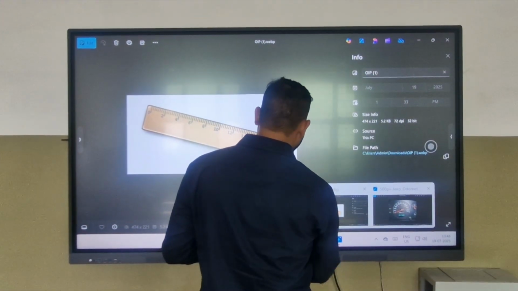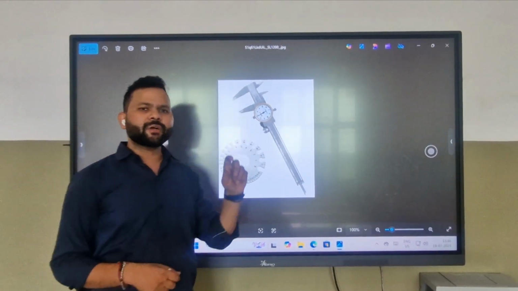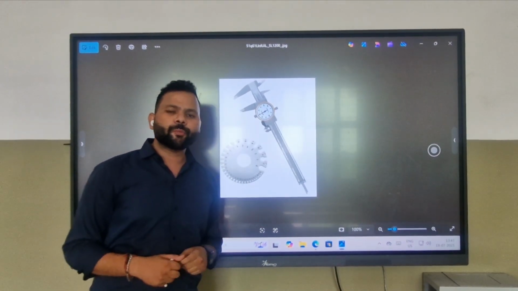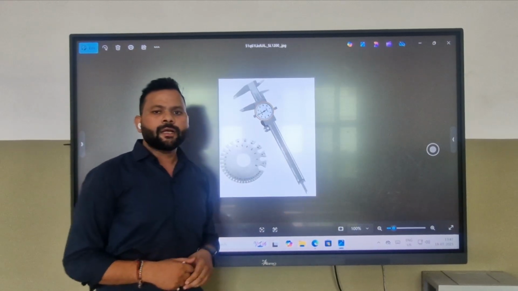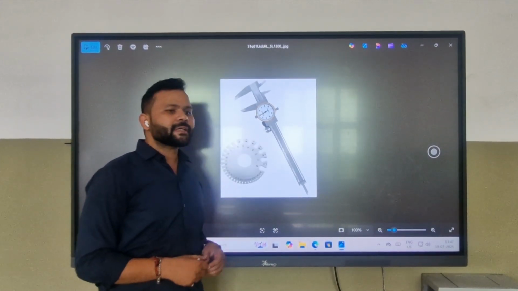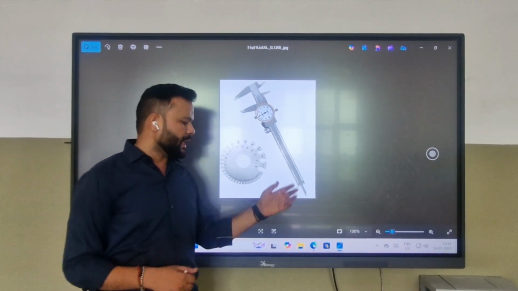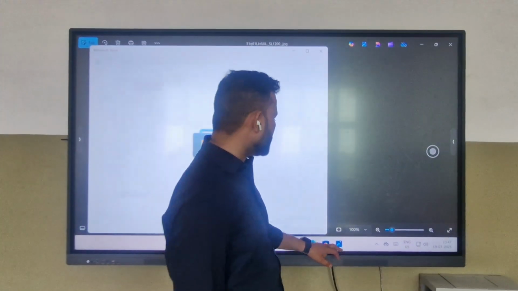Okay, this is called vernier calipers. If we have a metal sheet and we want to measure it, then this instrument is very useful. This vernier calipers allows us to measure the length of very thin sheets. With the help of this we can easily measure.